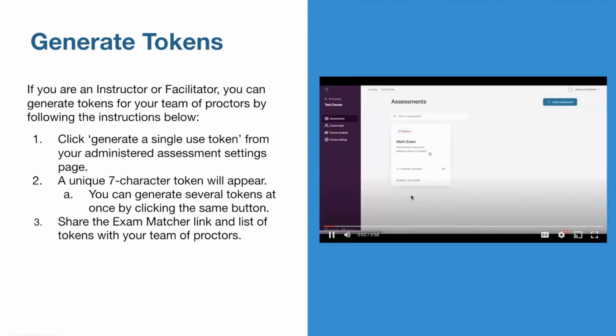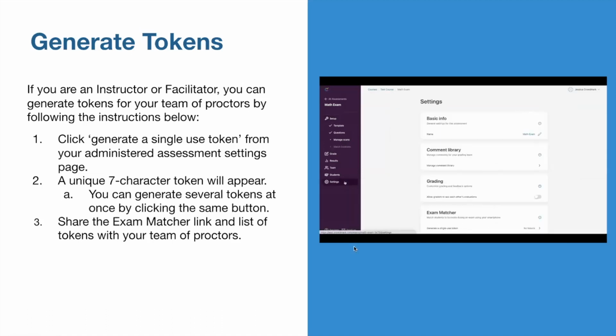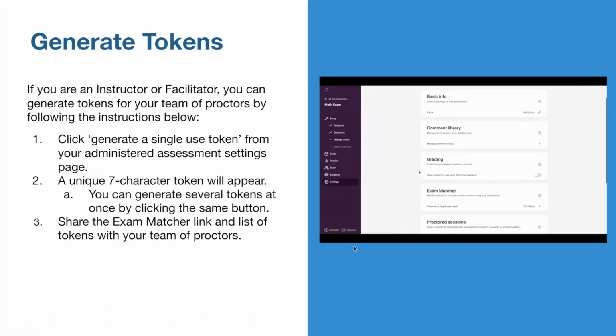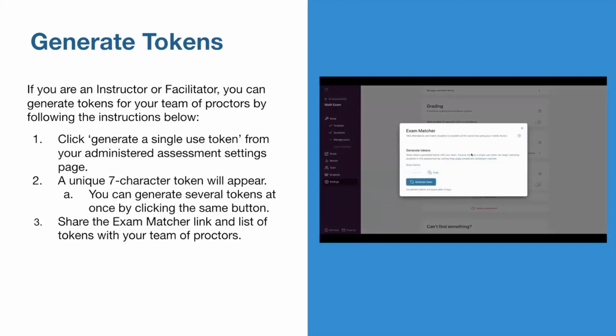So in Crowdmark, you'll want to click into the administered assessment and then go into assessment settings. You're going to scroll down to Exam Matcher, click Generate a Single-Use Token. Now we do provide a link for easy access to the Exam Matcher web app there. Here is where you'll want to generate each token and then copy and paste them to your proctors.